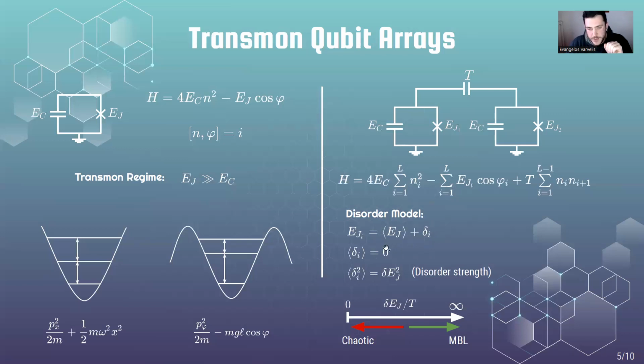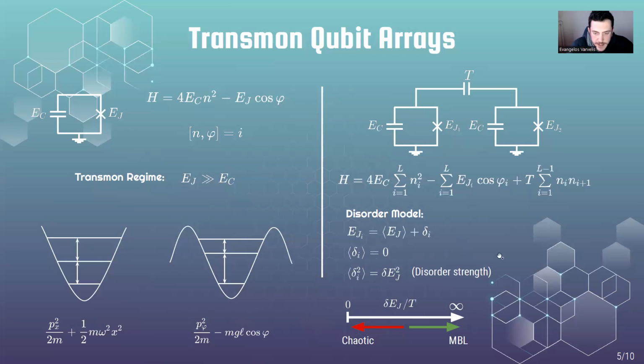The mean of these fluctuations is 0 and their standard deviation, delta EJ, is what we call the disorder strength. So for the MBL to chaotic transition, the relevant parameter is exactly this: disorder strength over coupling. As this tends to 0, which means weak disorder or strong coupling, we approach the chaotic phase. And as this approaches infinity, or strong disorder, weak coupling, we are approaching the MBL phase.